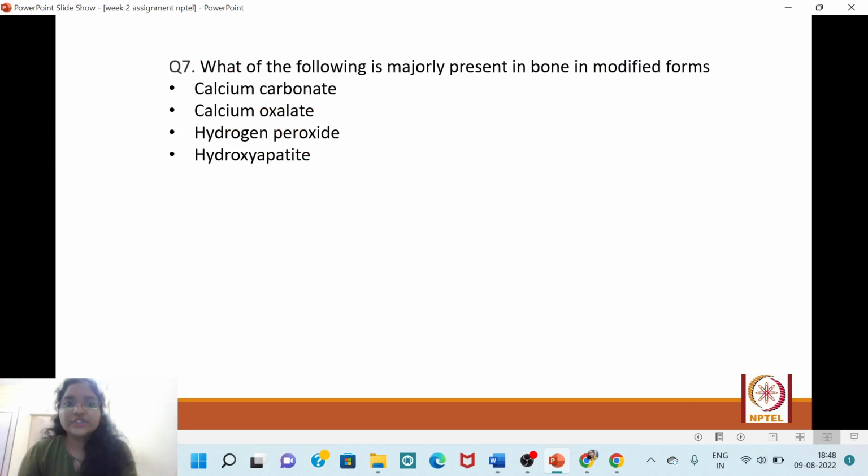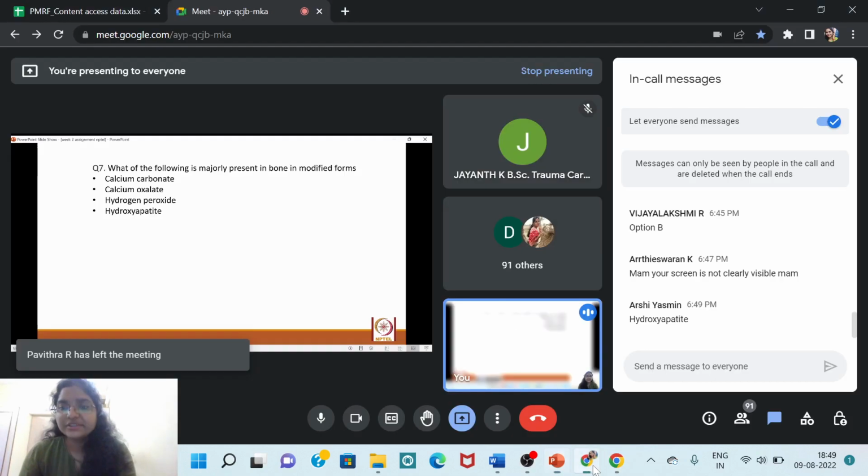Which of the following is majorly present in bone in modified forms? Calcium carbonate, calcium oxalate, hydrogen peroxide, or hydroxyapatite? I repeat the question again. Which of the following is majorly present in bone in modified forms? Calcium carbonate, calcium oxalate, hydrogen peroxide, or hydroxyapatite? Please start giving the answers.